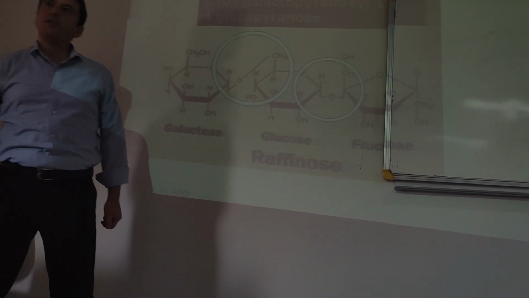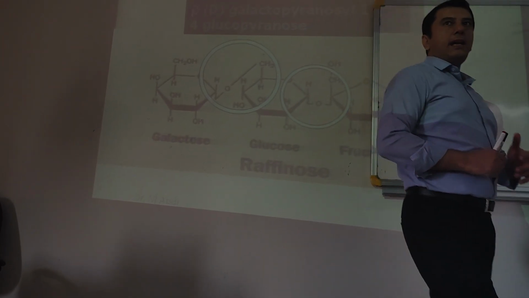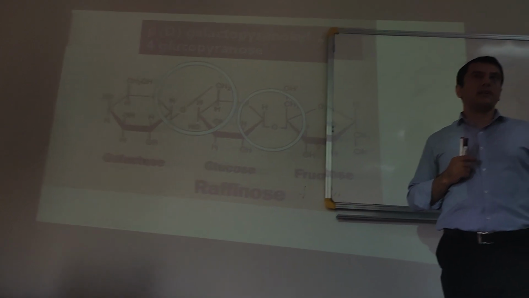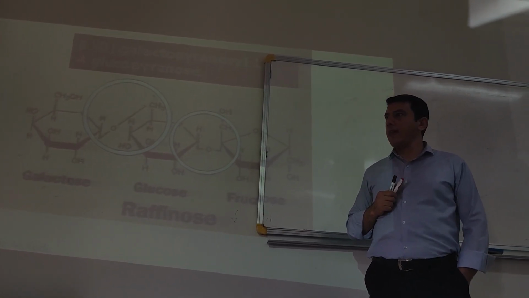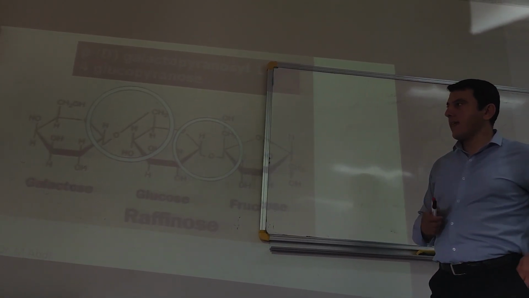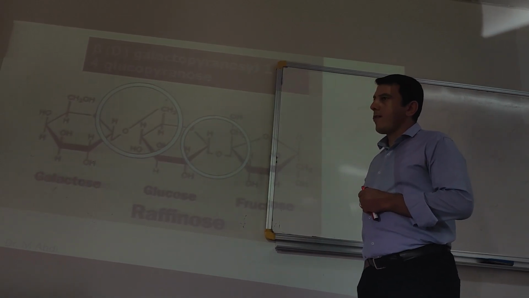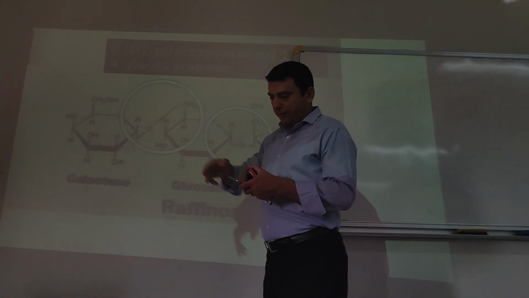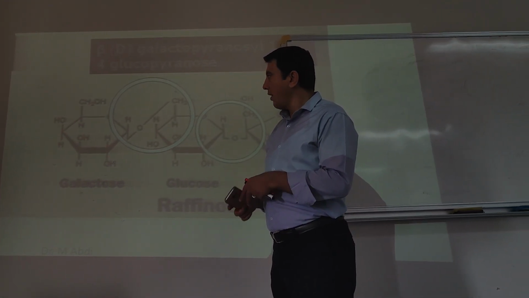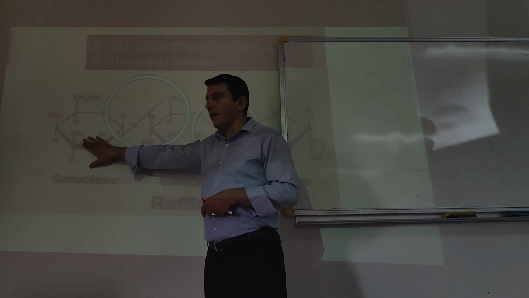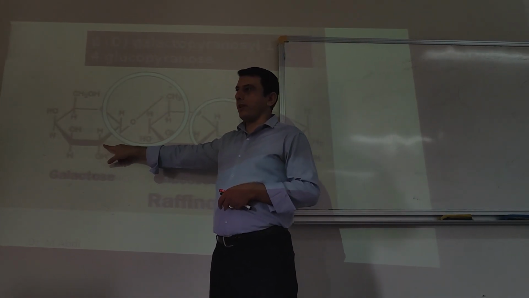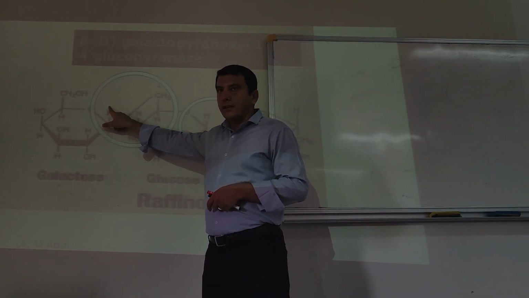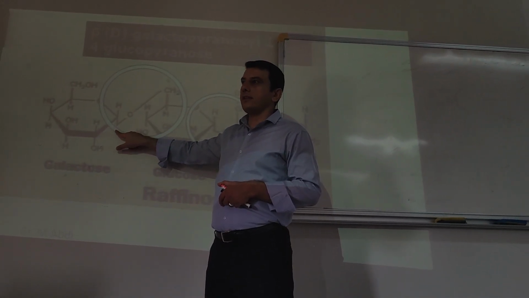Be silent, please, and just focus on the board. Is it a reducing sugar or not? Why? Because the OH of the lactose is linked to the fructose. For these two sugars, for the first sugar, is it a reducing sugar or not? Because the anomeric carbon is not free.